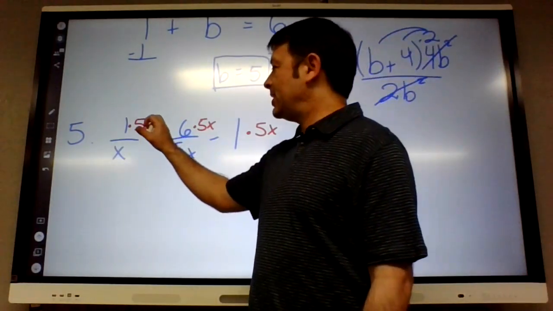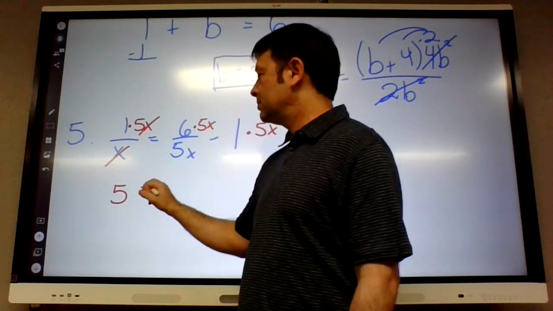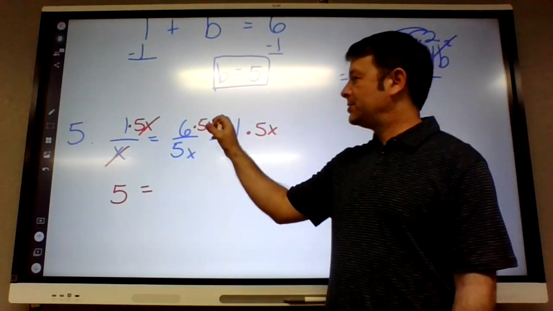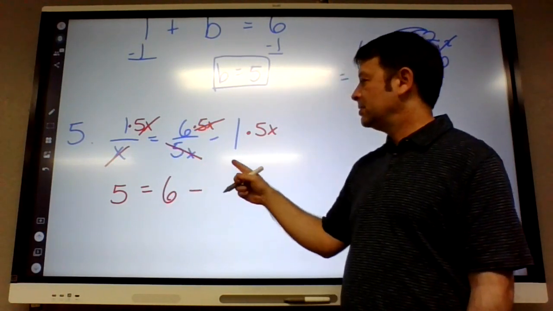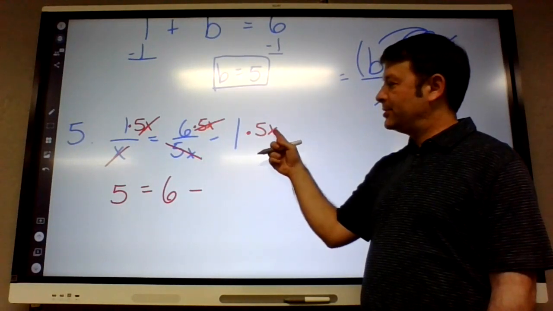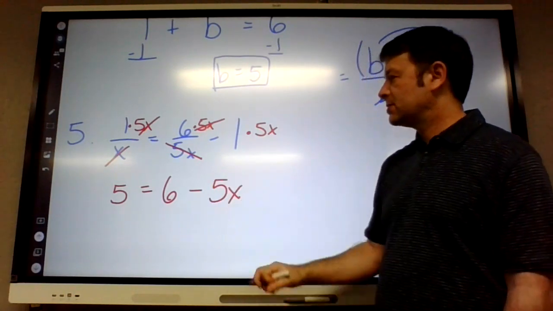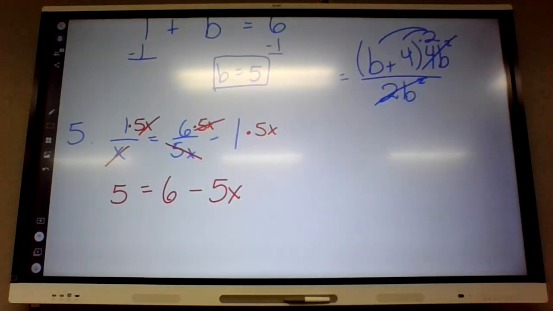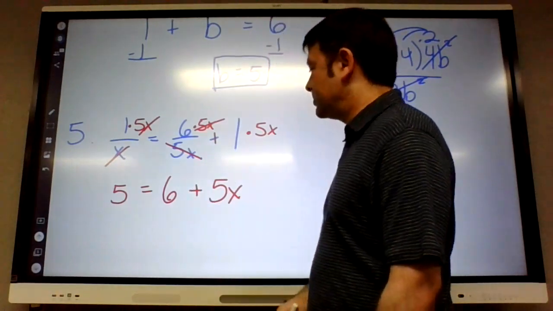So on this first term, the x's will cancel out, and I just have 1 times 5. On the second term, the whole 5x will cancel out, so I have 6. On the last term, there is no denominator to reduce, so nothing cancels out. I have 1 times 5x. It's 4 plus 5x, I think. Oh, I wrote a minus 2. Yeah, you're right. Okay, plus 5x.